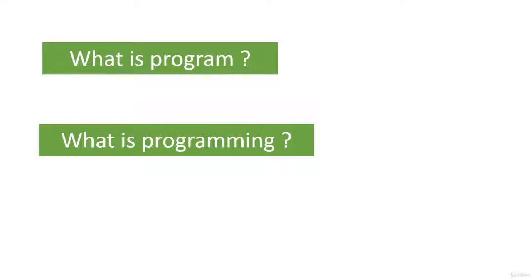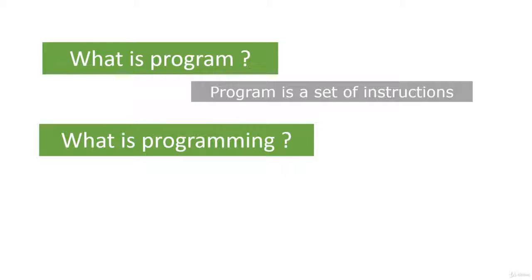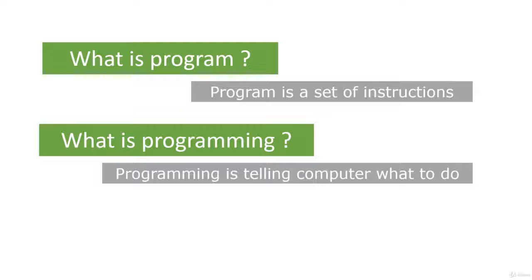What is a program? A program is a set of instructions. So programming is basically telling a computer what to do. But you can communicate only by instructions that the computer can perform. It's the same way as with humans.